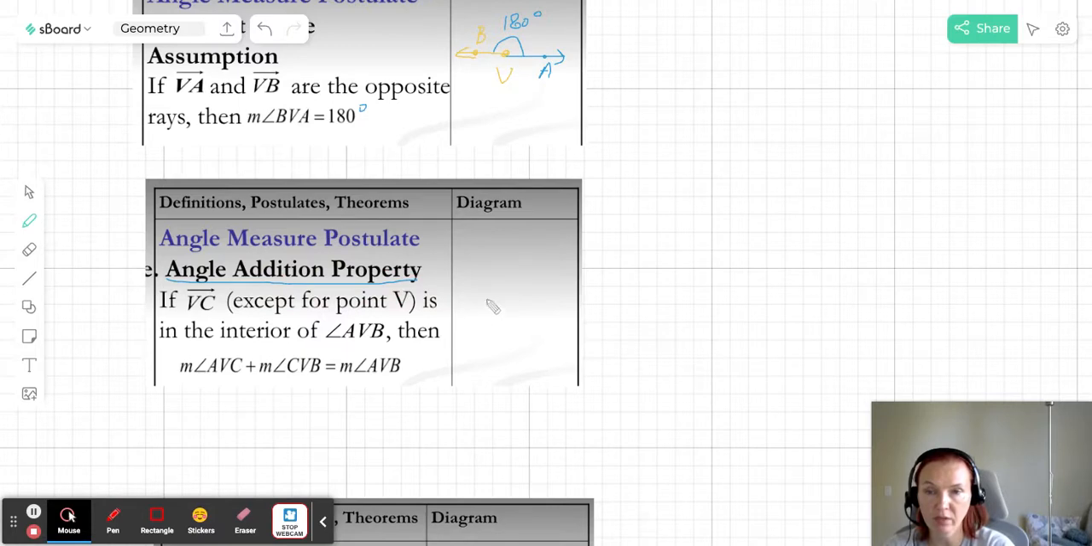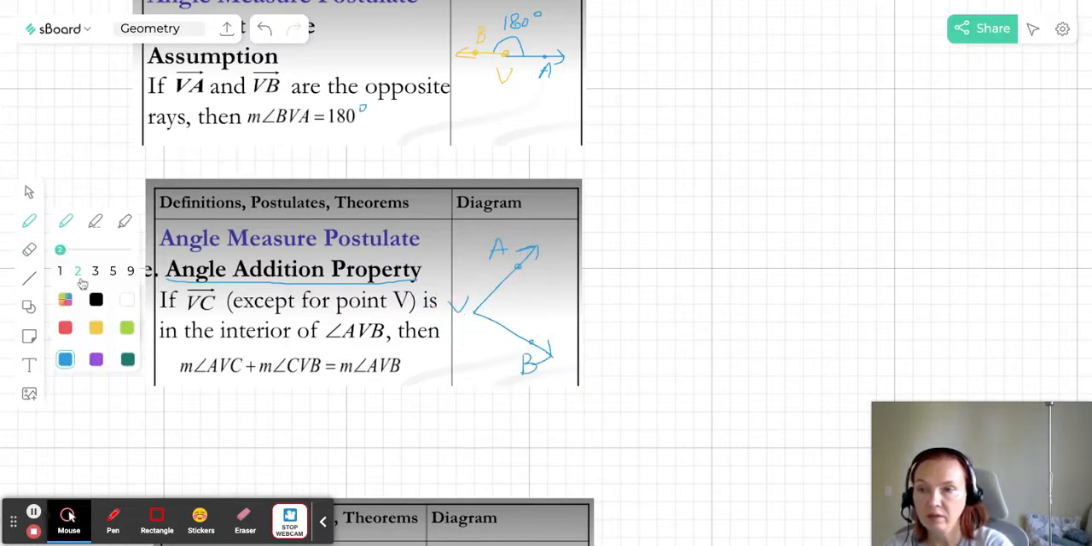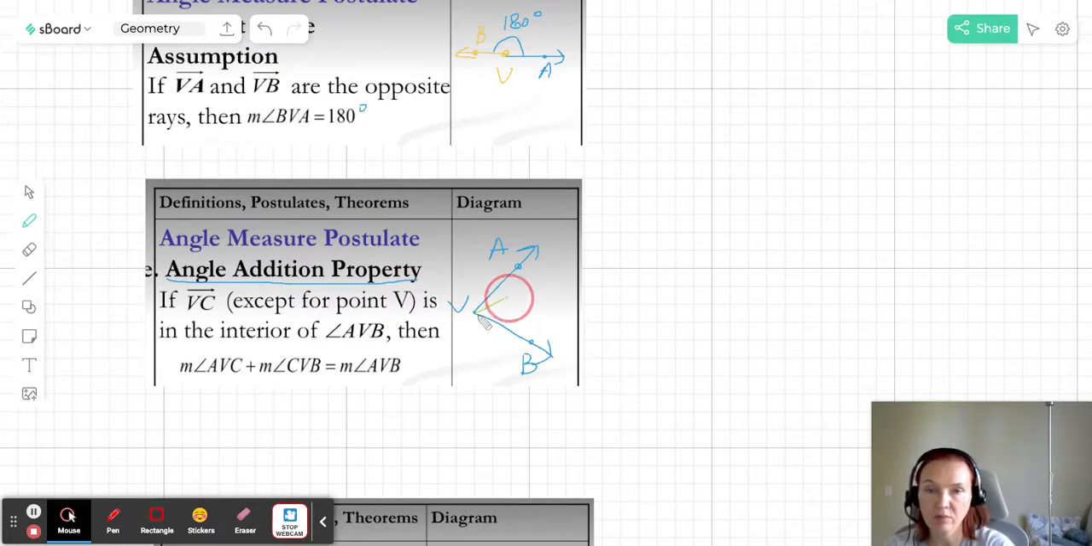So let me draw a diagram for you. We have angle AVB, and then I have VC somewhere in the interior of AVB. Very often students think it goes through the middle. It doesn't have to. It can be anywhere in the interior of angle AVB. Interior means the angle that is less than 180 degrees, right? It's not on this side.